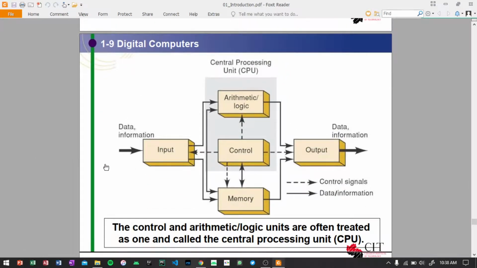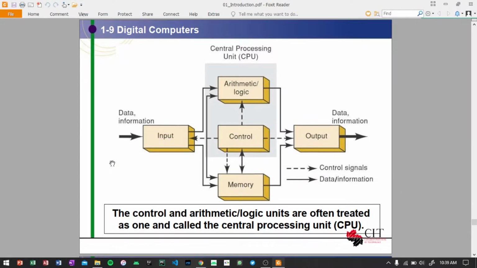So let's see how it goes. Data information goes to input. The input would go to the arithmetic logic unit or to memory. It goes directly to the control unit here. Then the information that gets from memory to control goes to output, and also the arithmetic logic unit goes to output too. And that information, as you can see here, controls the input and output directly with the control signals.